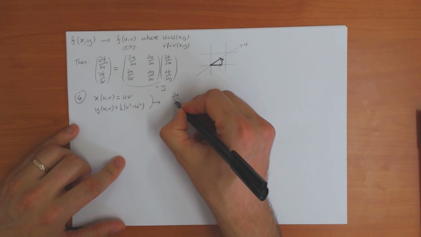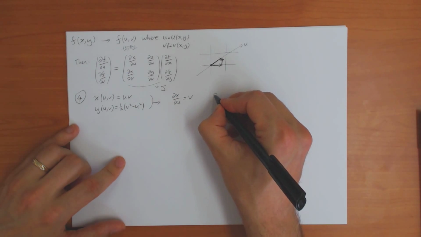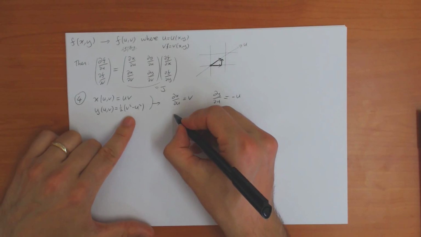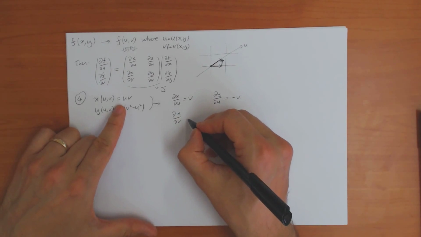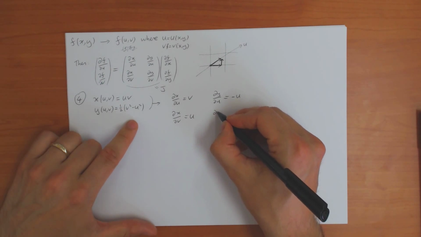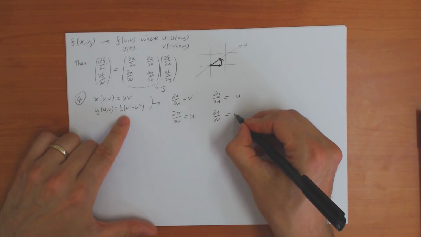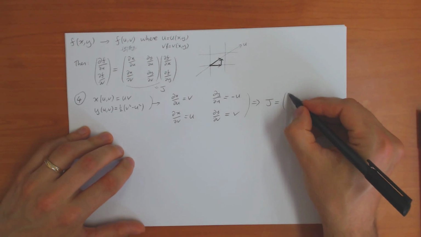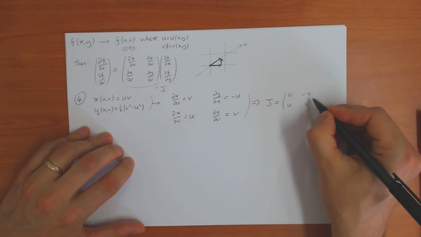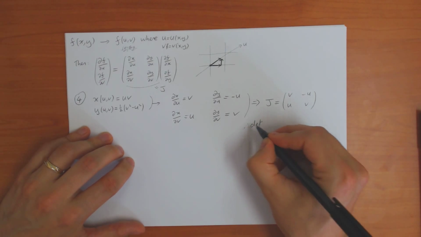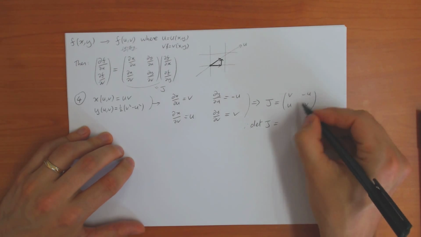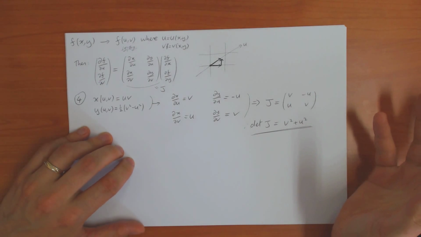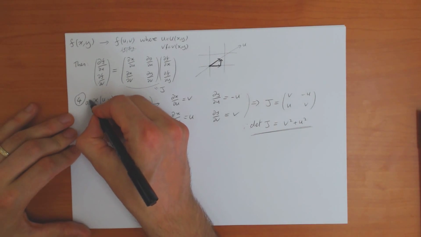So dx by du is just v, and dy by du is minus u, and dx by dv is u, and dy by dv is v. Okay. So therefore the Jacobian matrix is (v, minus u; u, v), and the determinant of the Jacobian matrix is v squared plus u squared. Okay, nice. That's part A.